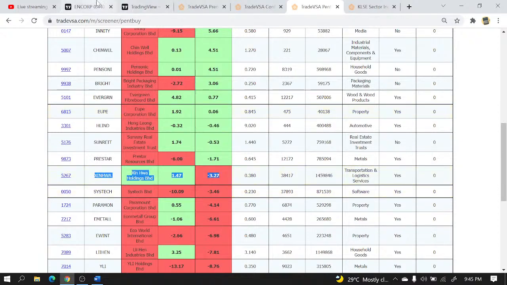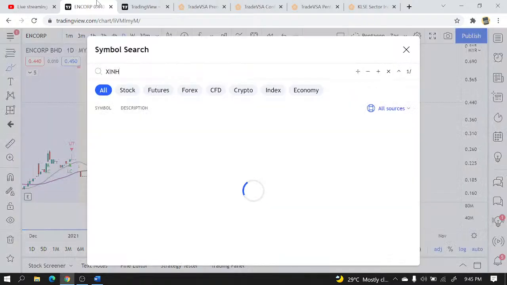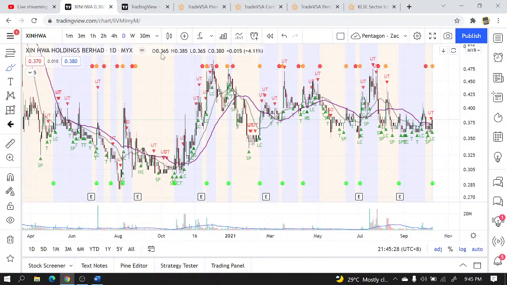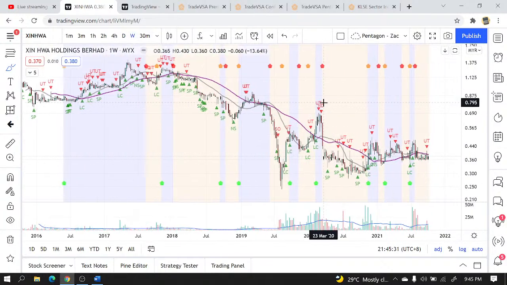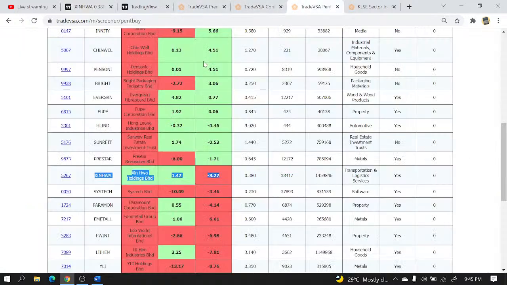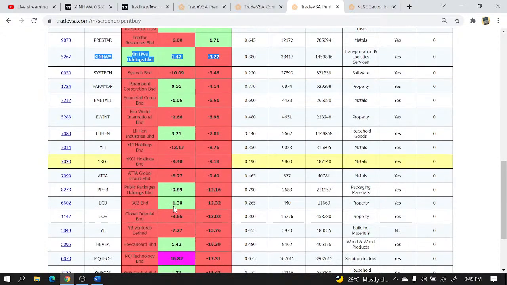Okay, Xinhua, let me know any counters that you think are exciting for next week, or that I probably missed out on for next week. Okay, this one's still in accumulation. Systech is a bit red.